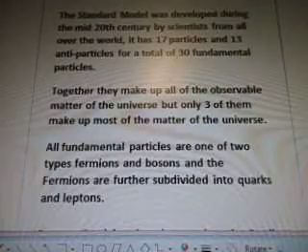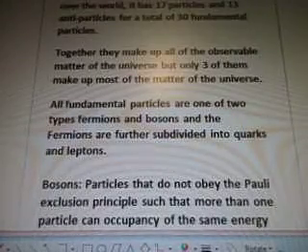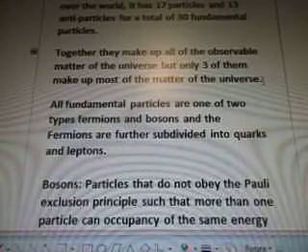Together they make up all of the observable matter of the universe, but only 3 of them make up most of the matter of the universe. All fundamental particles are one of 2 types. Okay, there's more than 3 that make up the matter of the universe. You just haven't found the other ones yet.